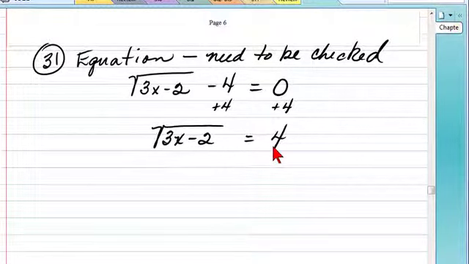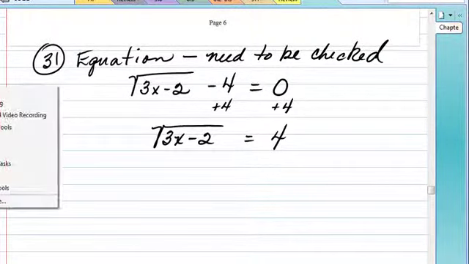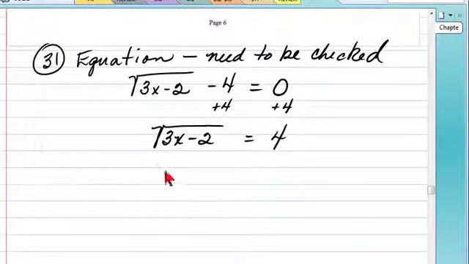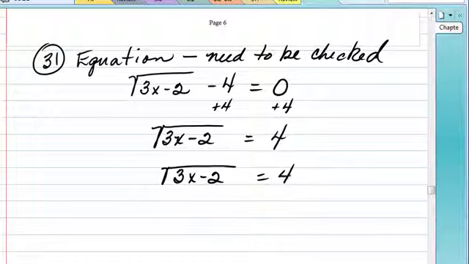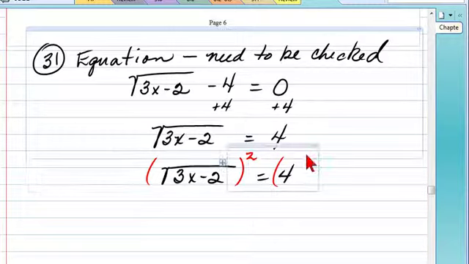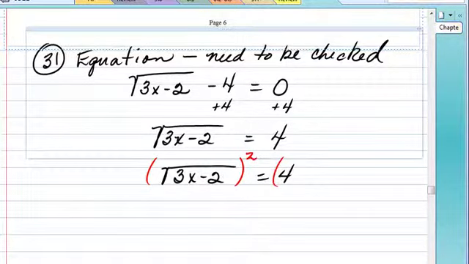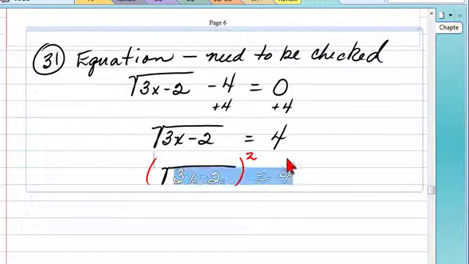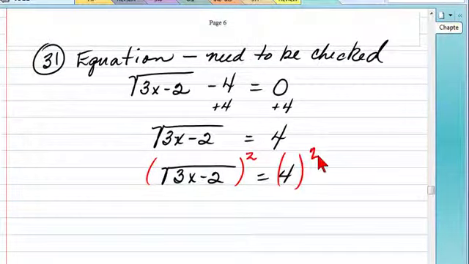In solving equations, don't you always do the inverse of what's going on? If it has x plus 2, you subtract 2. If it says 5x, you divide by 5. You're always doing the inverse. The inverse of square root is squaring. So I'm going to take the square root of 3x minus 2 equals 4, and I'm going to square the left side, and square the right side.